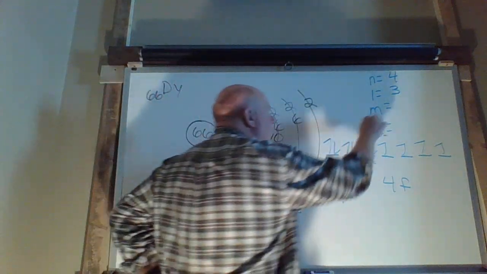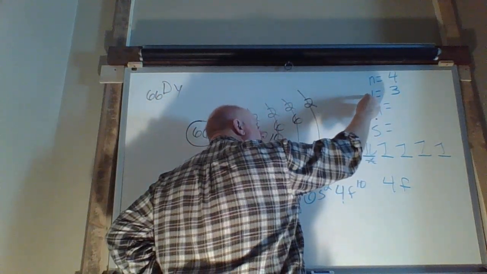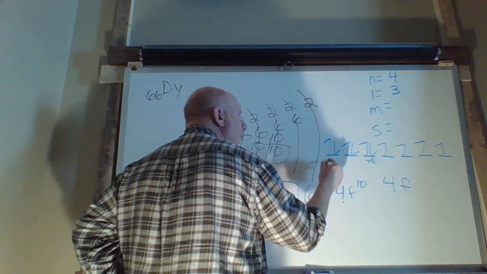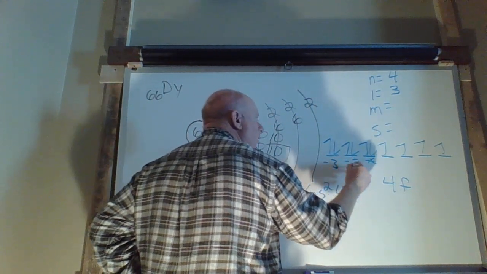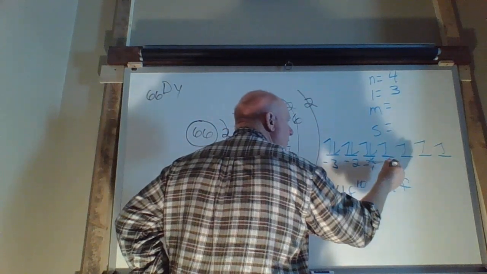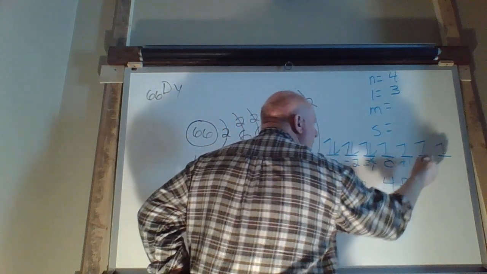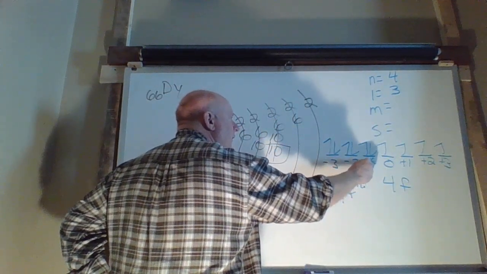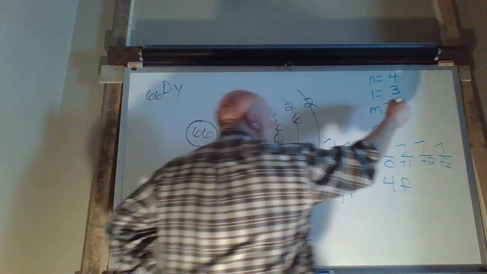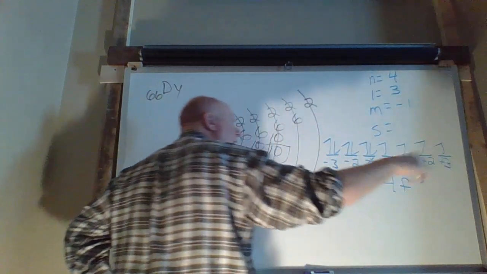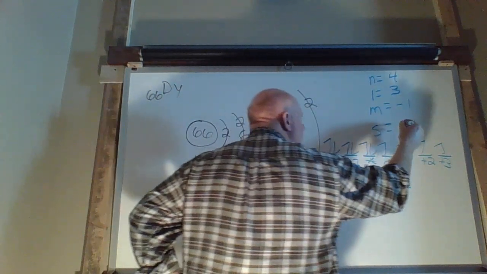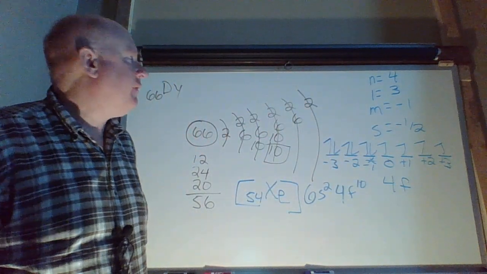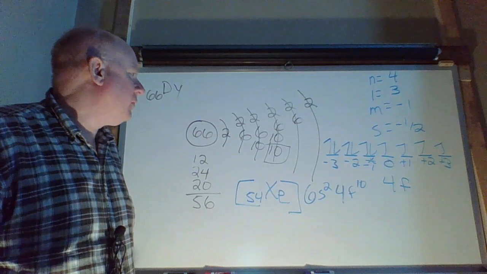Because m will equal whatever a negative l to a positive l would be. So the negative value of l is -3, -2, -1. We don't skip over 0, +1, +2, +3. And again, that last electron fell in here. So m is -1. And since it's pointing down, s is -1/2. Okay, so a little bit of a review of Chapter 4 there.